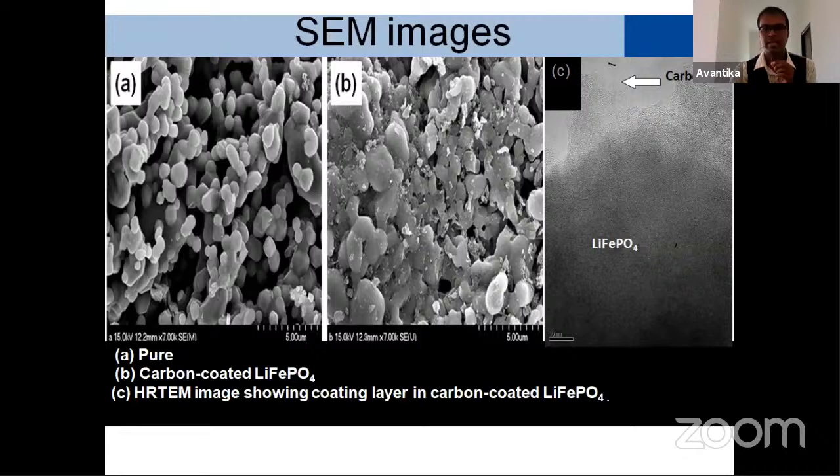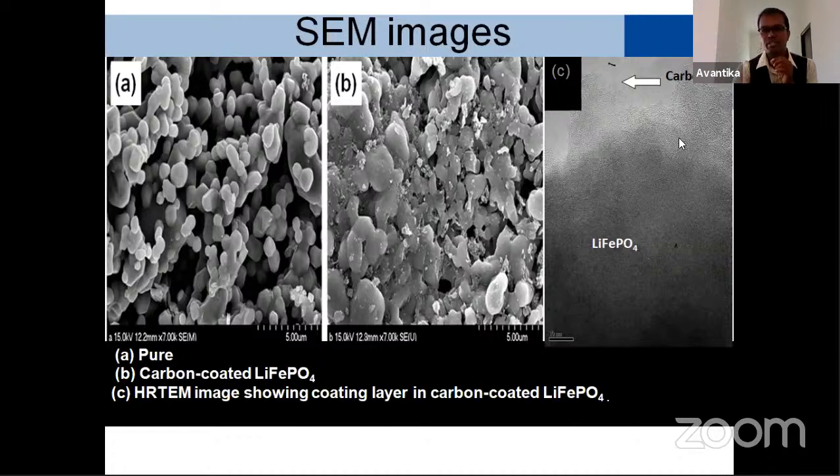So that we already add that carbon source. After adding the carbon source, you can see a lot of pores. This is very important. Once you create the pores, the electron mobility will be high, so the conductivity will become better.